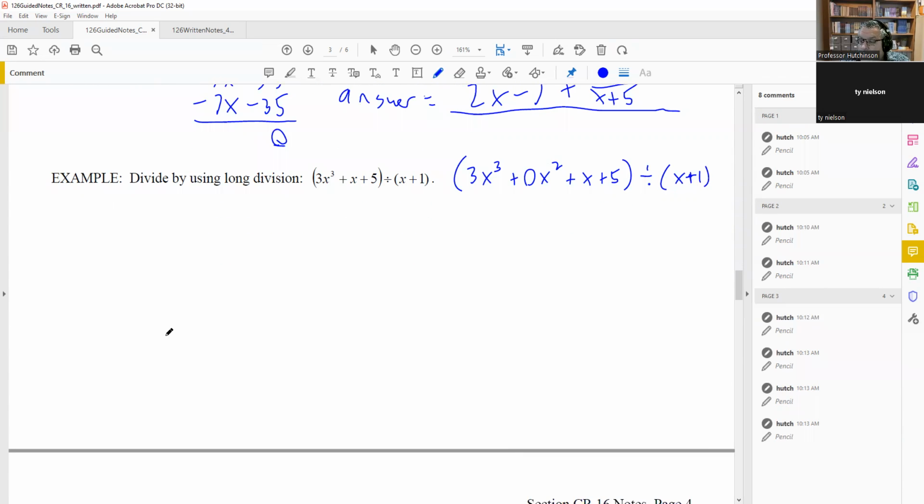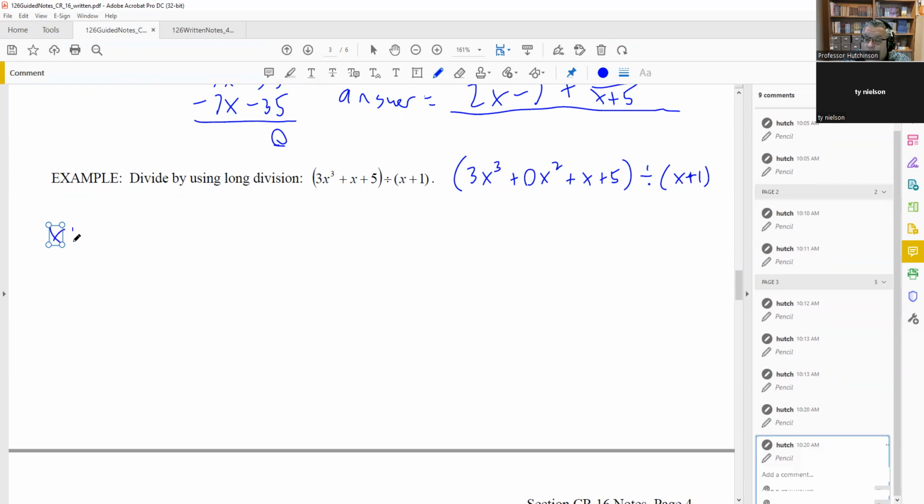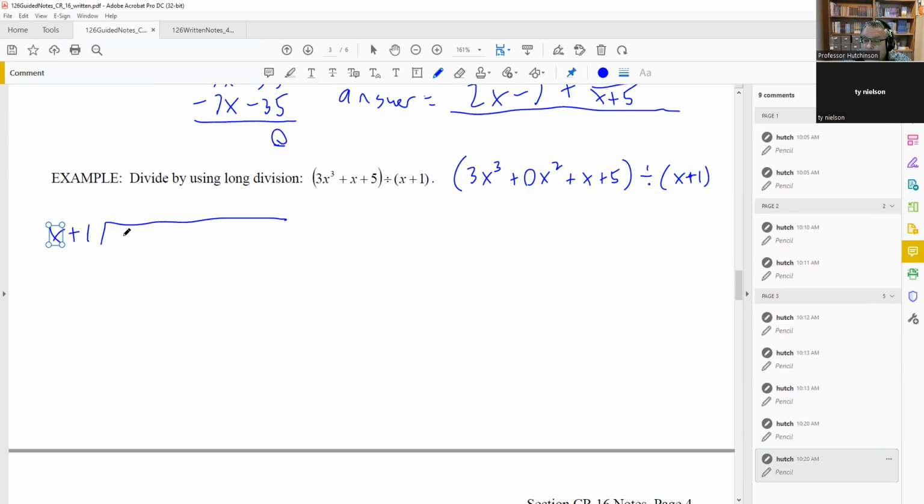So let's write this out. We're going to do the x plus 1 needs to go on the inside, and I'm going to do 3x cubed plus the 0x squared plus x plus 5. So whenever we have a power missing, we always need to put a placekeeper in for that one. And now we'll just run through the steps for the long division. Another way of thinking about this, now before I mentioned, what do I have to multiply x by in order to get 3x cubed? Now, another way you could do that is that you actually just take 3x cubed and divide it by x.